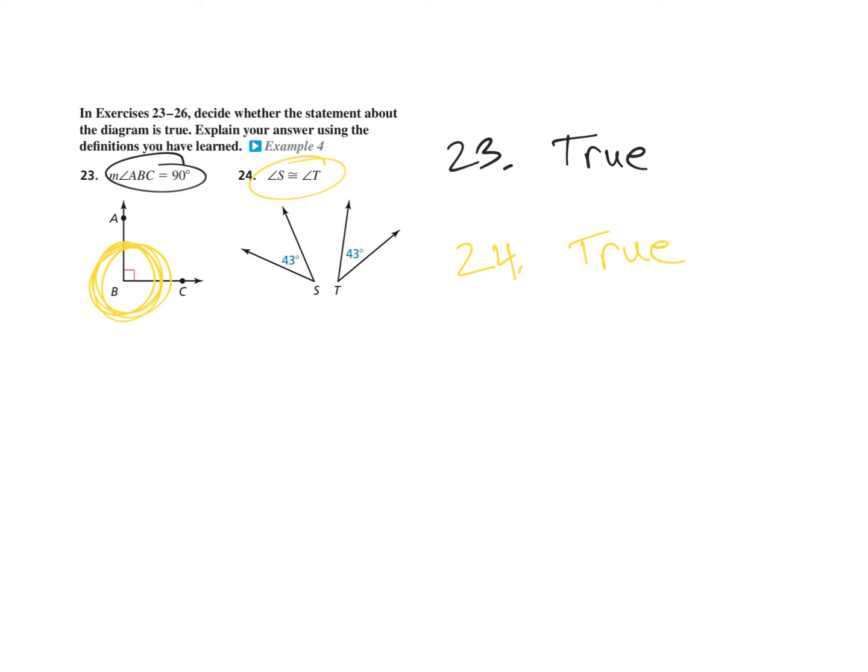Because this is what I've been trying to get you to be seeing, and real soon you're going to have to say this. Because what you have is the measure of angle S is equal to the measure of angle T. And if you have equality, then you also have congruence, and vice versa. So those two have to go hand in hand. So just remember that for what's coming.